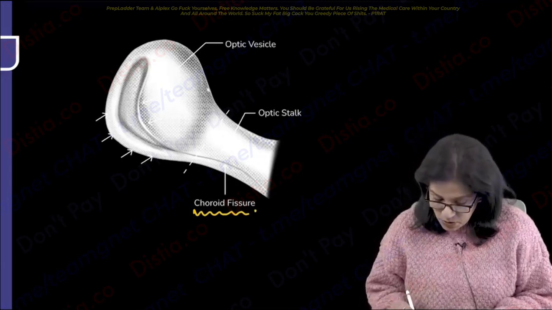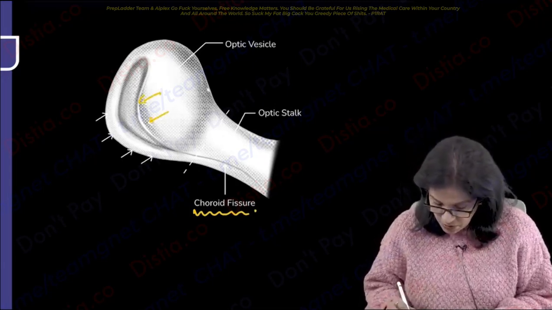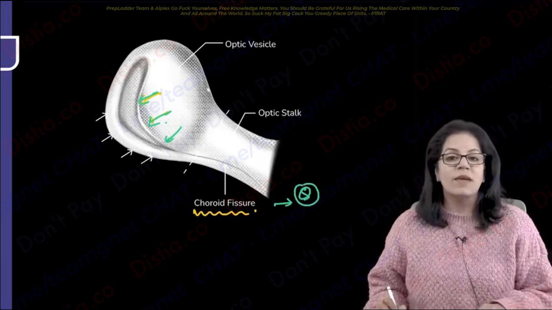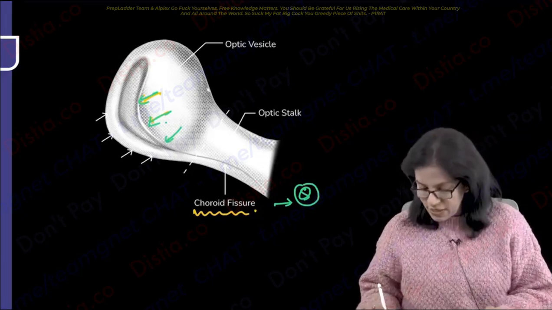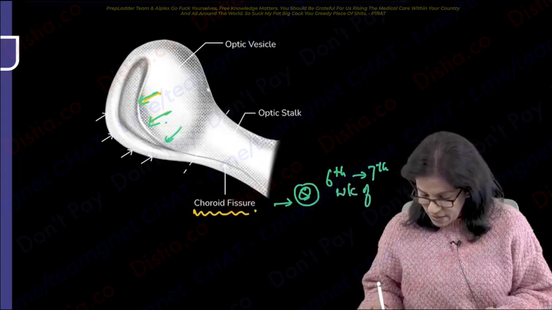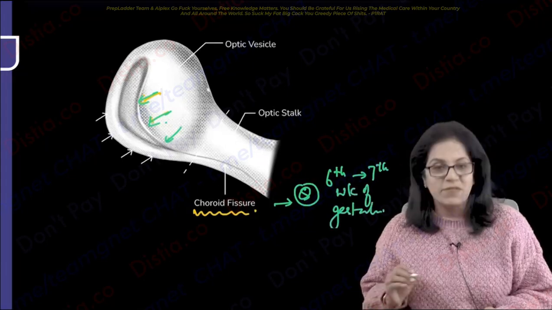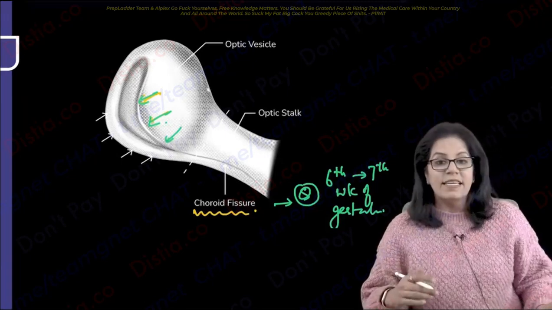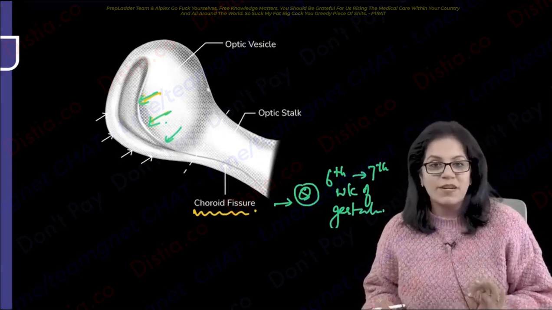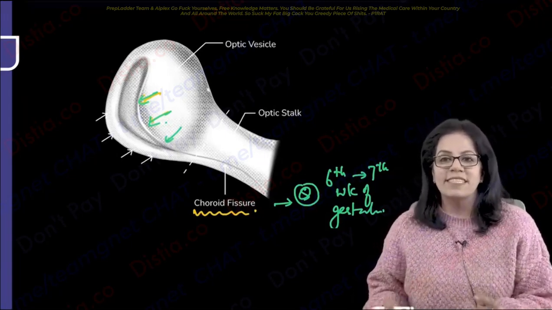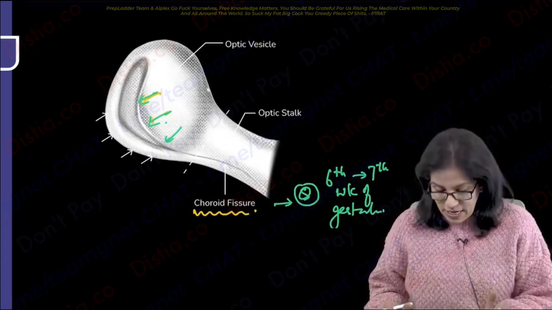It is supposed to close. So these arrows show you that it is supposed to close like this. And this is the next question. What is the ideal time of closure of choroidal fissure? It is 6th to 7th week of gestation. Okay, it closes by 6 to 7 weeks of gestation. Right? Now, any failure of closure of this choroidal fissure. So you can say 5 to 7 just to cover the variability, otherwise 6 to 7th week of gestation.